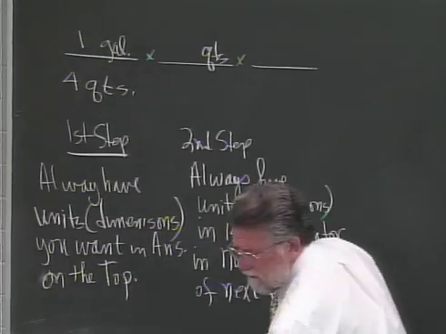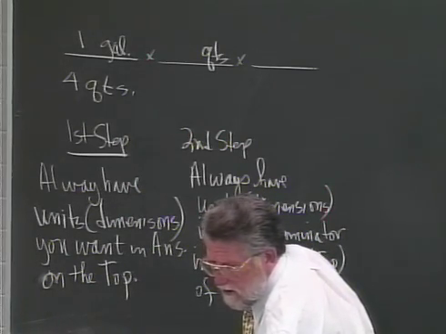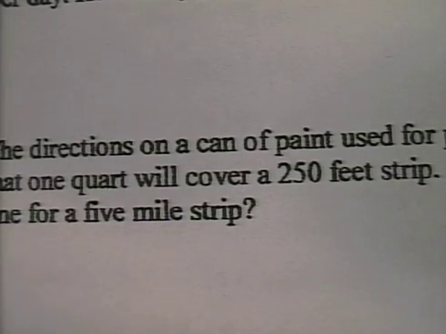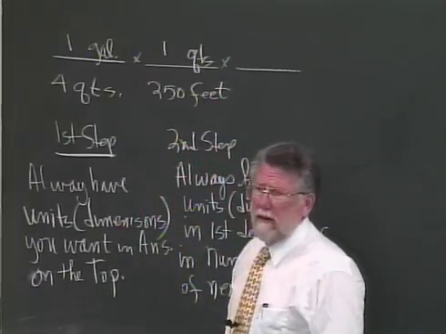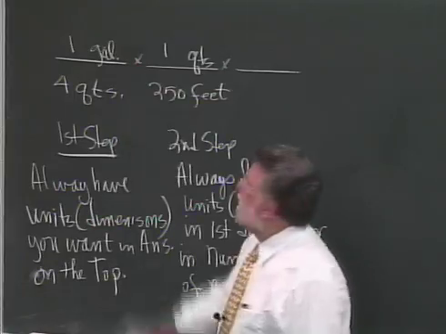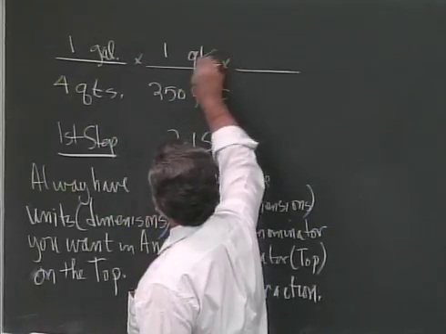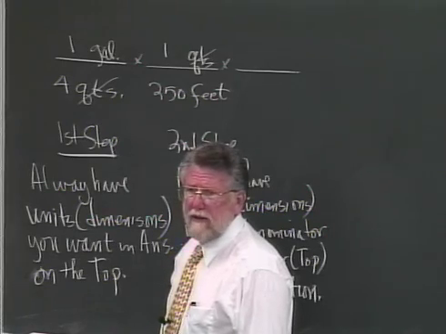Now, in the problem, I need to get something here that's going to give me something I can use. And there we go. That 1 quart will give me 250 feet. So as I come back to the board, I have 1 quart over 250 feet. Now, what are you expected to show at this point? That these two cancel. So cancel your dimensions. So the quarts and quarts cancel. That was the intent.